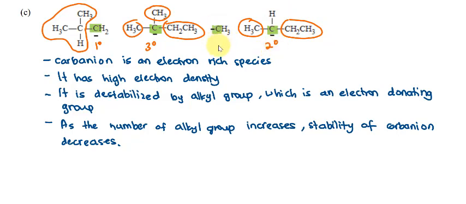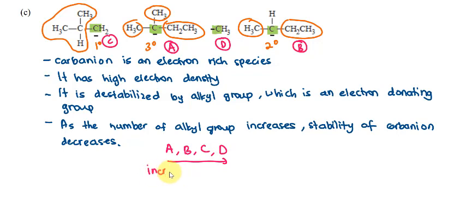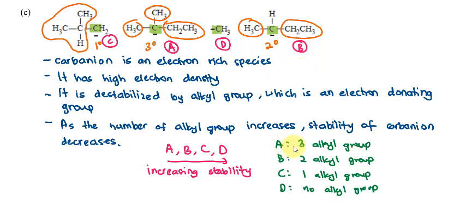Since the methyl carbanion has no alkyl group attached to it, it is the most stable carbanion, but the tertiary carbanion is the least stable, so we label it as A, secondary B, primary C, and the methyl carbanion D. And then arrange it: we have A, B, C, D, and then increasing stability. Don't forget to label our species. Label how many alkyl groups are present in each species. So that's it.